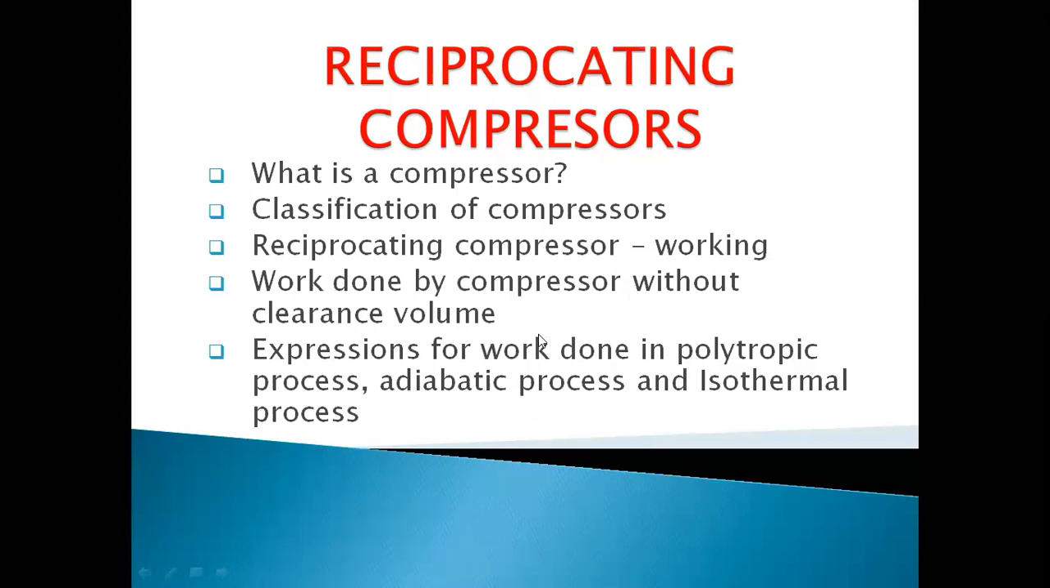We have plotted the same on a PV diagram, where the process of compression may be an isothermal process, polytropic process, as well as adiabatic process. Among those, the isothermal process is the one which requires less work for the compressor. Then we have seen the expressions for work done in the polytropic, adiabatic, and isothermal processes. So that's what we discussed last class.